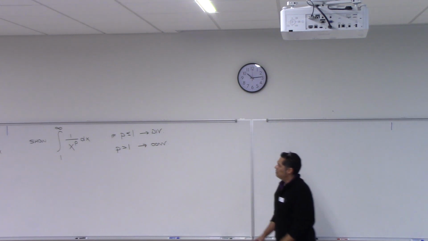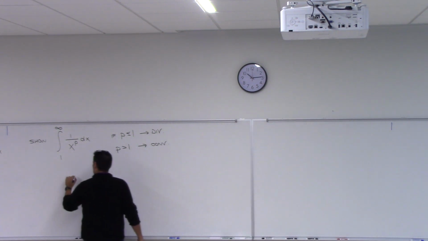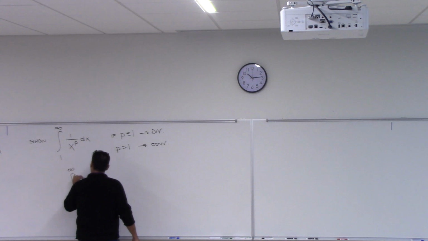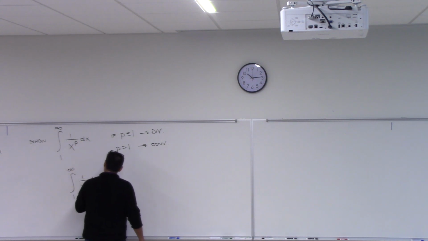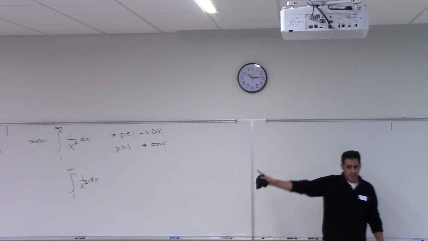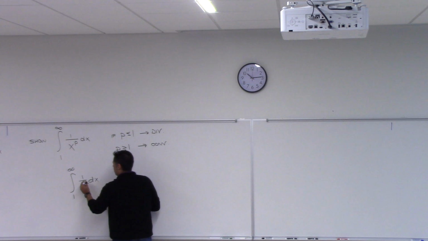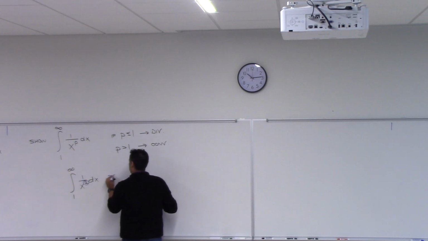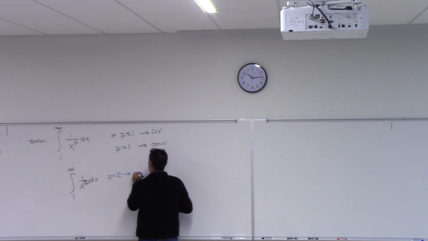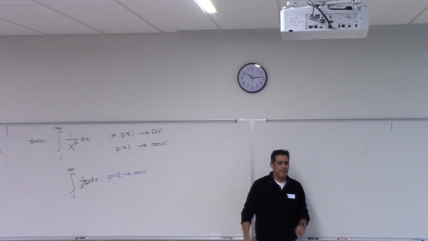Now, I did some examples to start class. Didn't we do this one? That was the very first example I did, right? What's p here? Do y'all see it's in the form that we're looking at up there? P is 2. Did this converge or diverge? Do y'all remember? P was 2, and yes, it did converge. What did it converge to? It converged to 1. We did that problem, right?